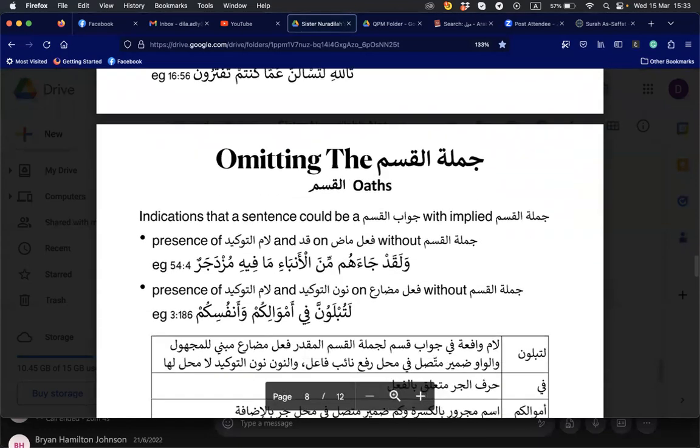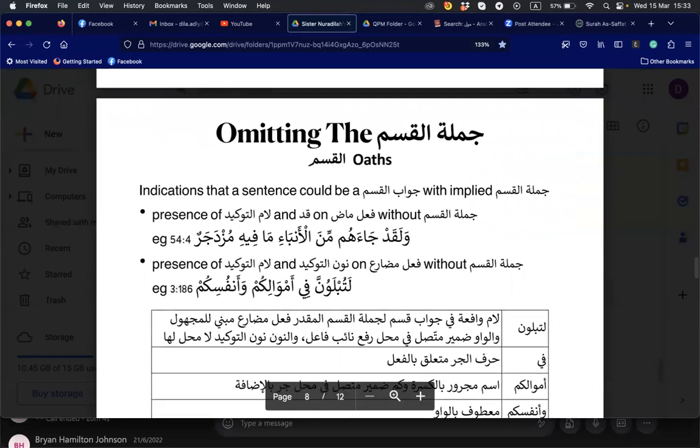Now, omitting the jumlah qasam. This is what we just mentioned. When you have the lam taukid and qad on fi'il madi, or you have lam taukid and nun taukid on fi'il mudhari, and without a jawabul qasam, without the jumlah qasam itself, then they will say that the lam is also lam waqi'ah, and that the jumlah qasam is muqaddar or mahzuf.